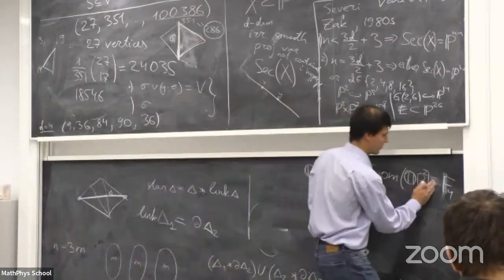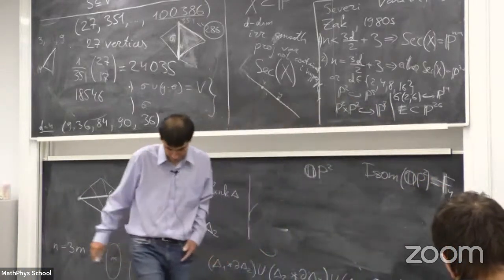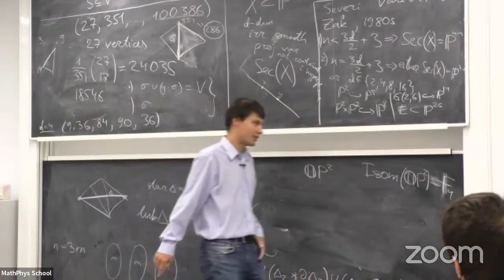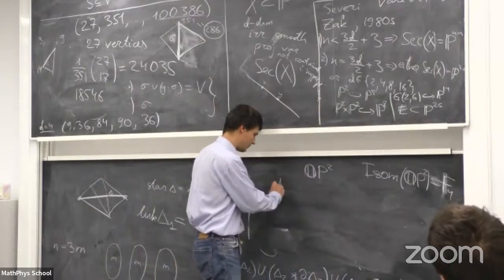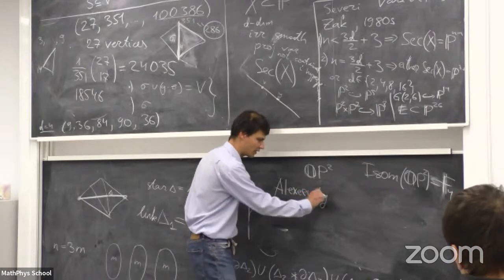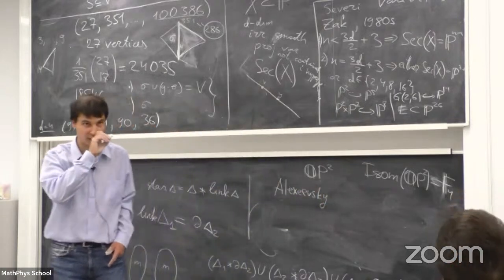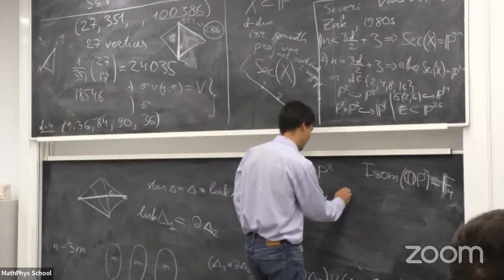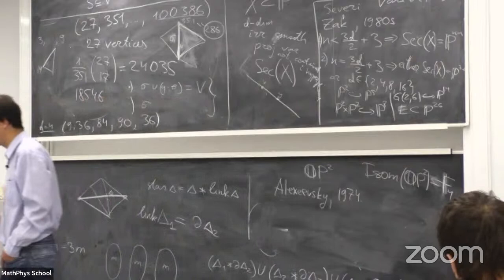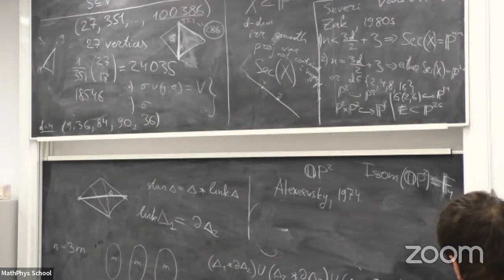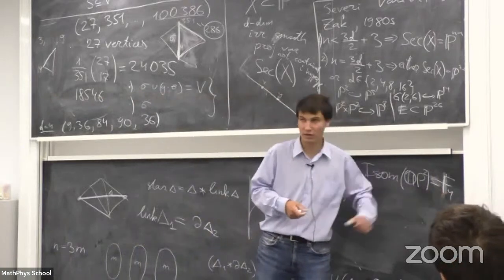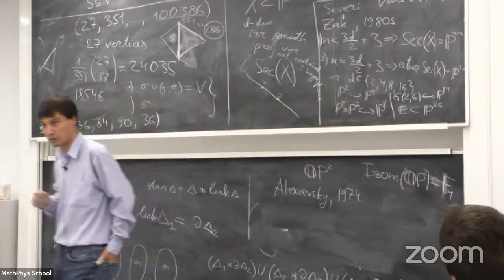Equals F4, and in F4 there was a nice paper by Alexeyevsky. This is not Dmitry Alexeyevsky, but his brother Andrei Alexeyevsky. It's 1974, and he studied so-called Jordan subgroups of semi-simple compact Lie groups.